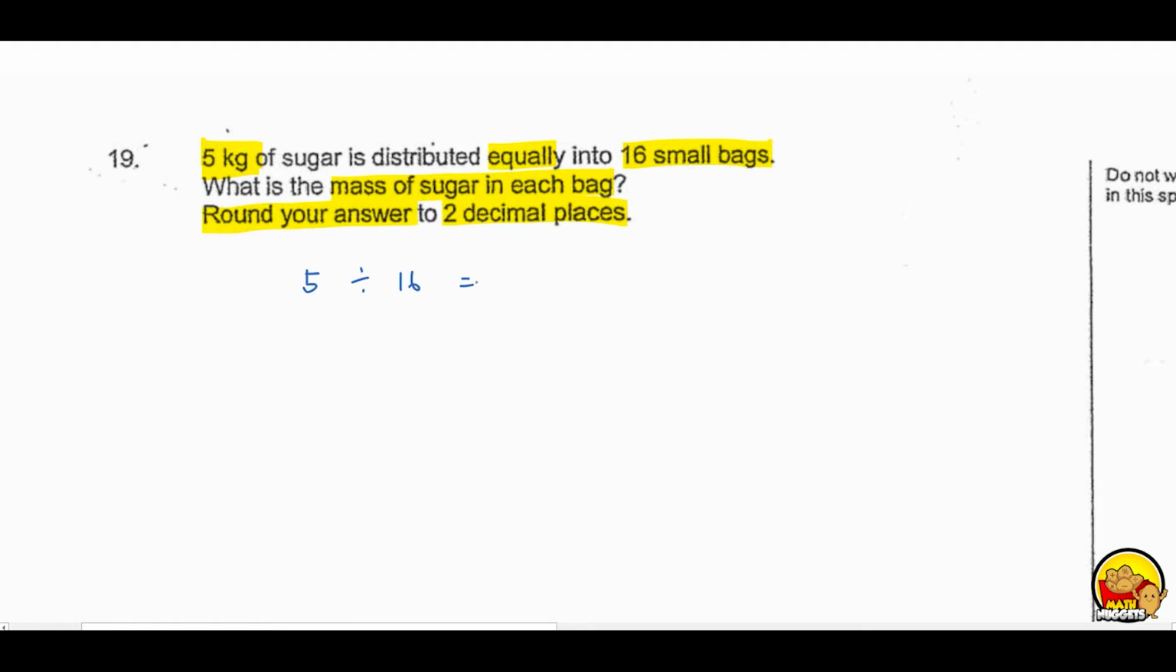So we can use the calculator. So 5 divided by 16 gives us 0.3125. And if we round off to 2 decimal places, this is the second decimal place. I will check the third. So 2 is less than 5, meaning 1 will remain. So this is 0.31 kg. That's the answer.